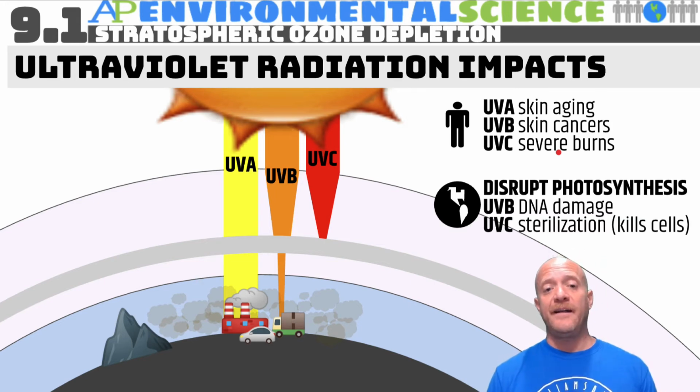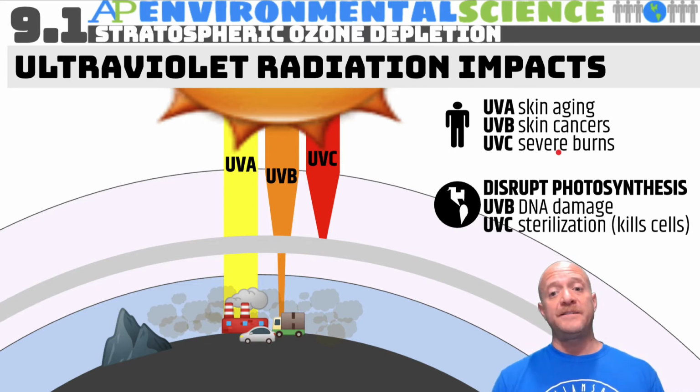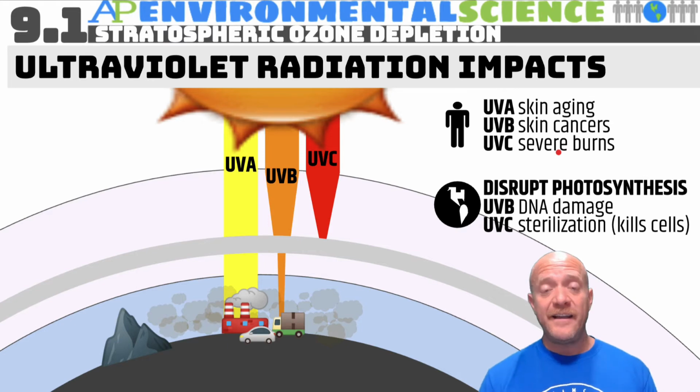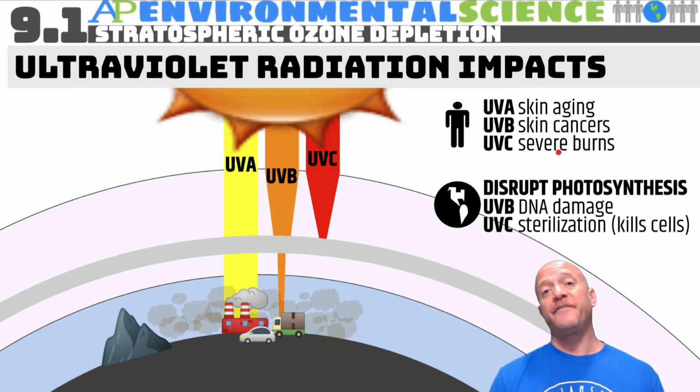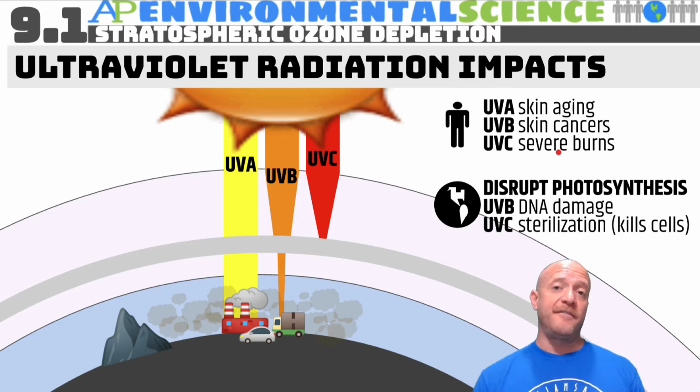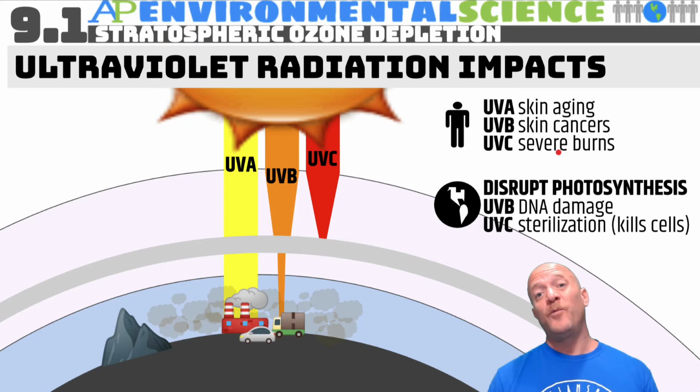Environmentally speaking, ultraviolet radiation can disrupt photosynthesis if the ozone layer was not present. UVB can damage the DNA in plants and other organisms, and if any cells get hit with ultraviolet C, or UVC, the cells will die. And this is why we use ultraviolet for sterilization. This is the form of UV that we use when we're sterilizing the effluent from a wastewater treatment plant.